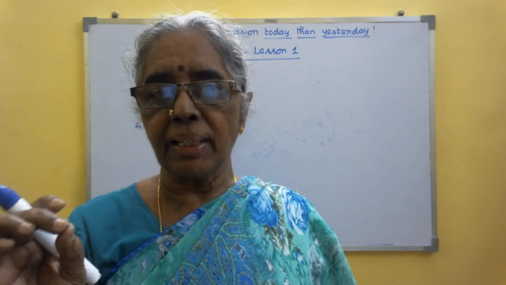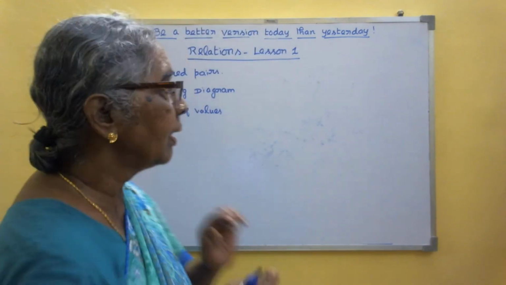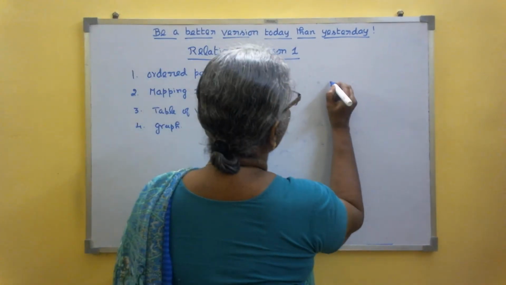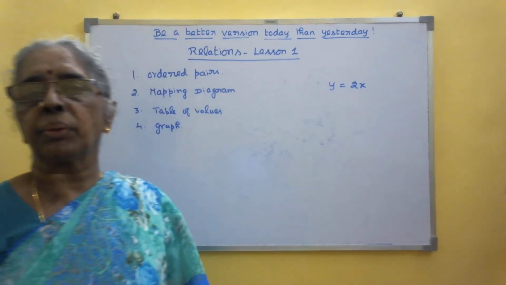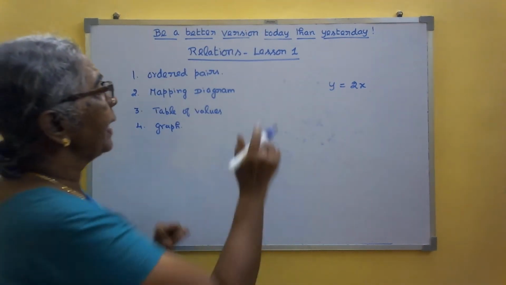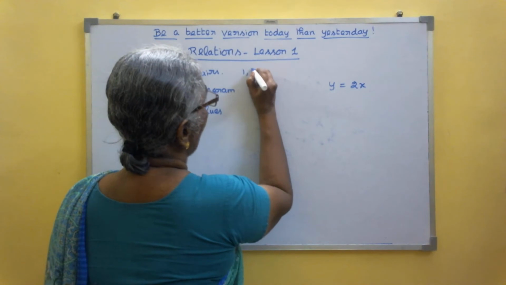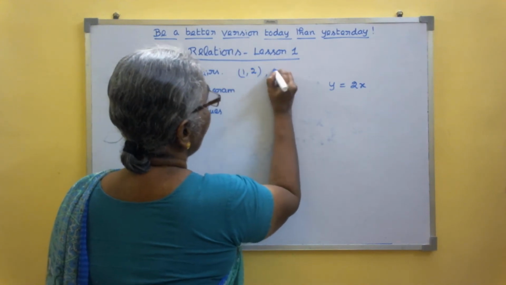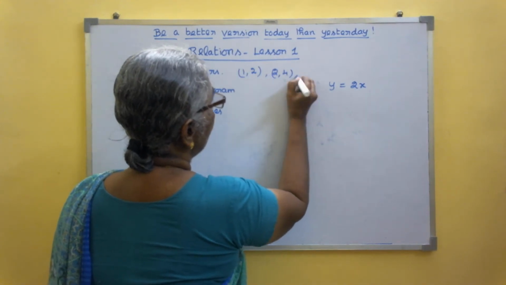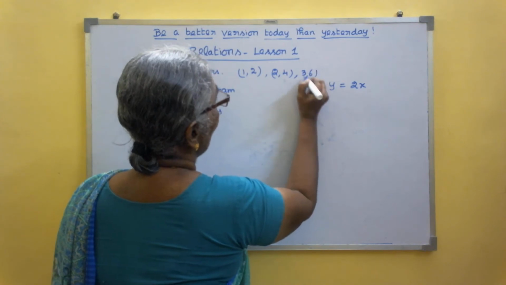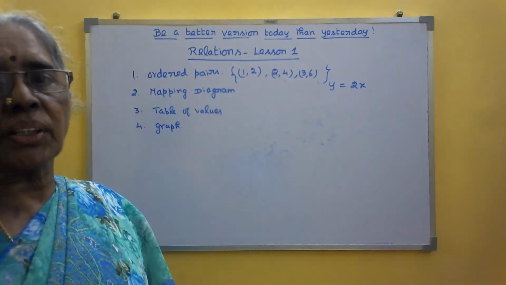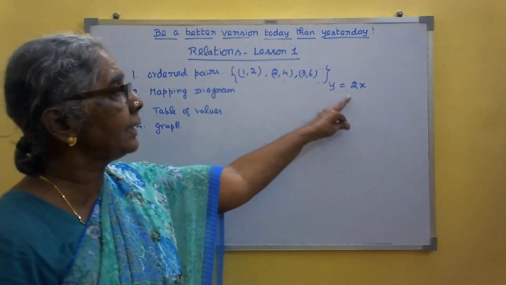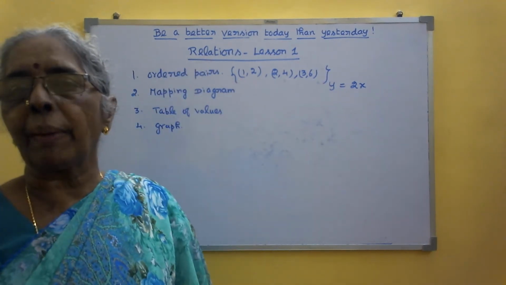I think I can give you a very simple example. Now let me consider this relation: y is equal to 2x. A very simple relation I have taken. In the ordered pair I can say when x is 1, y is 2. When x is 2, y is 4. When x is 3, y is 6. Like this I can have. So this is the representation of the relation y is equal to 2x as ordered pairs.